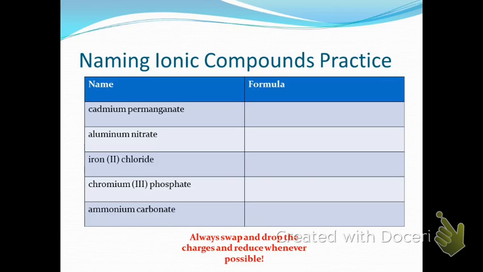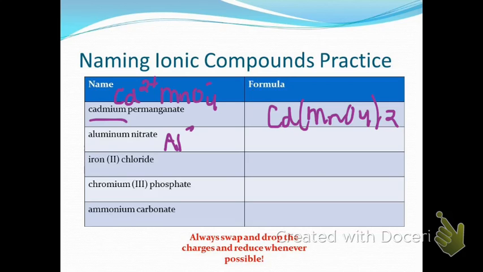If you have to go the other way, okay, you need to be able to know their charges quickly. Cadmium, for example, is one of the ones you must memorize. Cadmium has a charge of 2+. Permanganate you were supposed to memorize, MnO4-. Swap and drop, and you get CdMnO4 2.